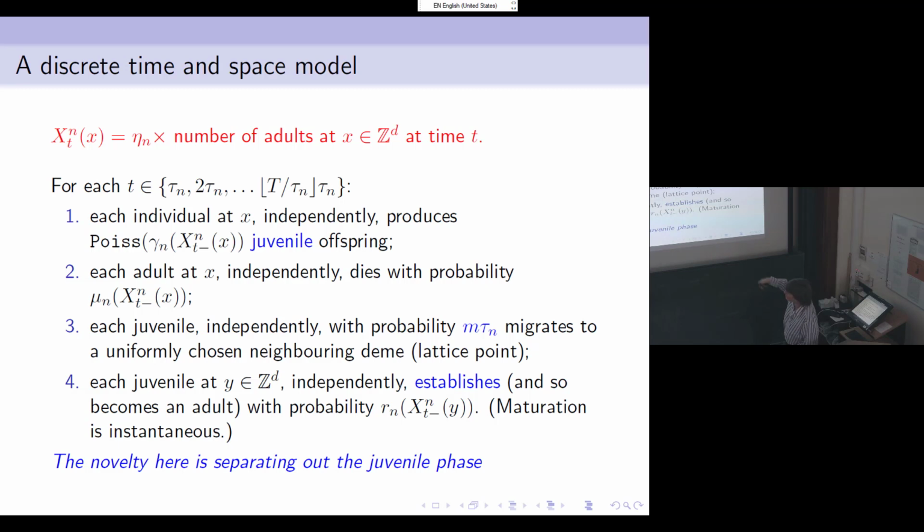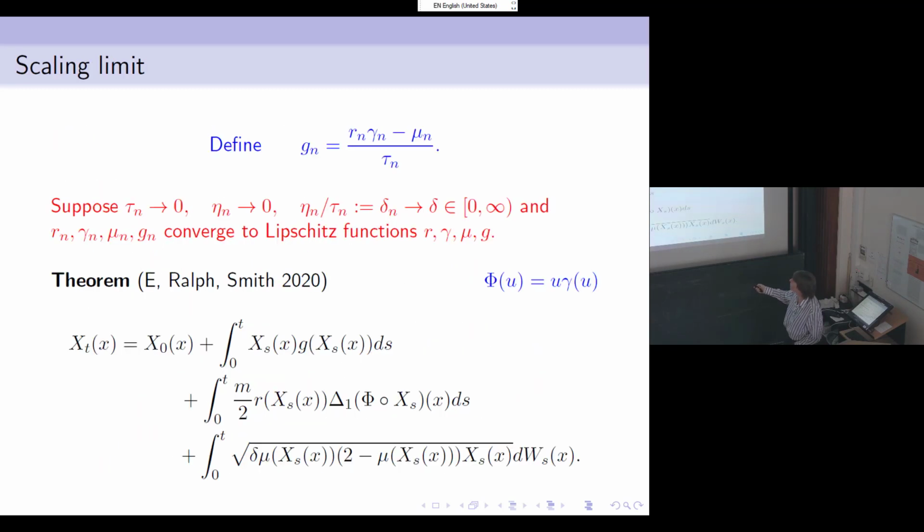So eta n is the mass of an individual. I'm thinking of having lots and lots of individuals to start with and giving them all a small mass. That's very much along the lines of our Wright-Fisher model, where we tend to look at proportions, so eta n would be 1 over n. So eta n would be equal to tau n in that context.